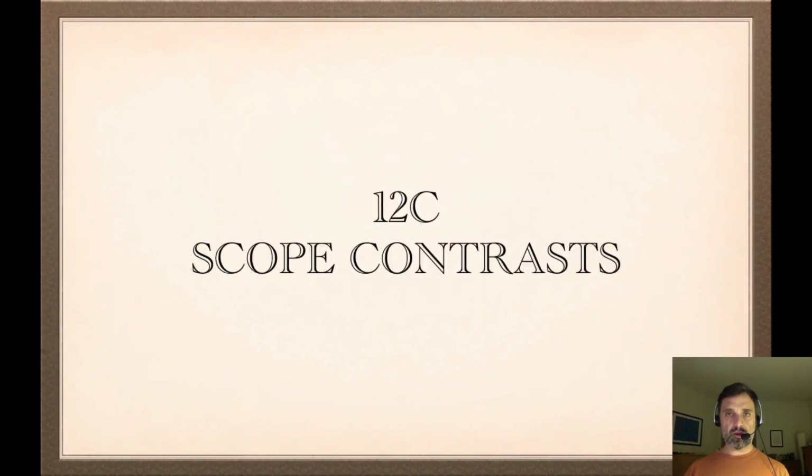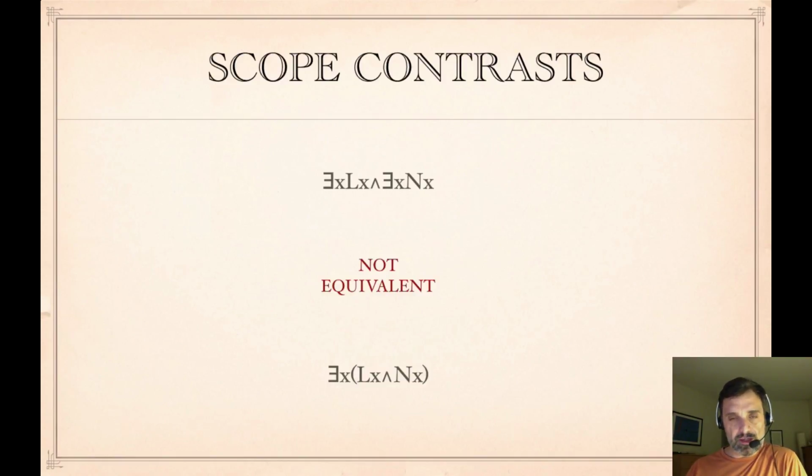Okay, so in this video, we're going to continue talking about how to read quantified sentences, and we're going to do so by way of looking at some scope contrasts. So here we have two sentences. We have ∃x Lx ∧ ∃x Nx. And our second sentence is ∃x (Lx ∧ Nx). And these sentences are not equivalent, though one can be true without the other being true.